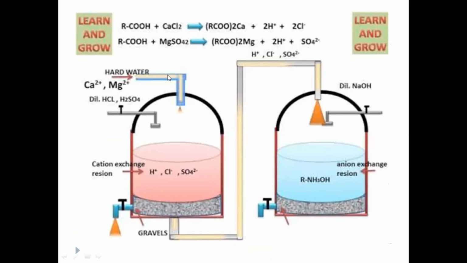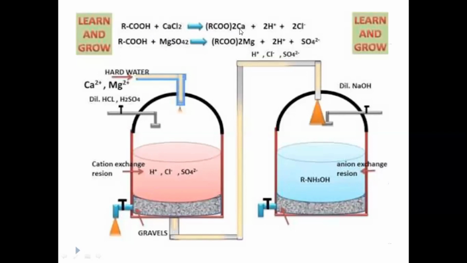Let's look in detail at what happens if hard water, containing the main hardness-causing cations, calcium and magnesium ions, is first passed through a cation exchange resin. This one is the cation exchange resin, RCOOH. Then what happens? This one, CaCl2, stands for the hard water containing calcium chloride. This one, MgSO4, is another hardness-causing salt present in hard water.